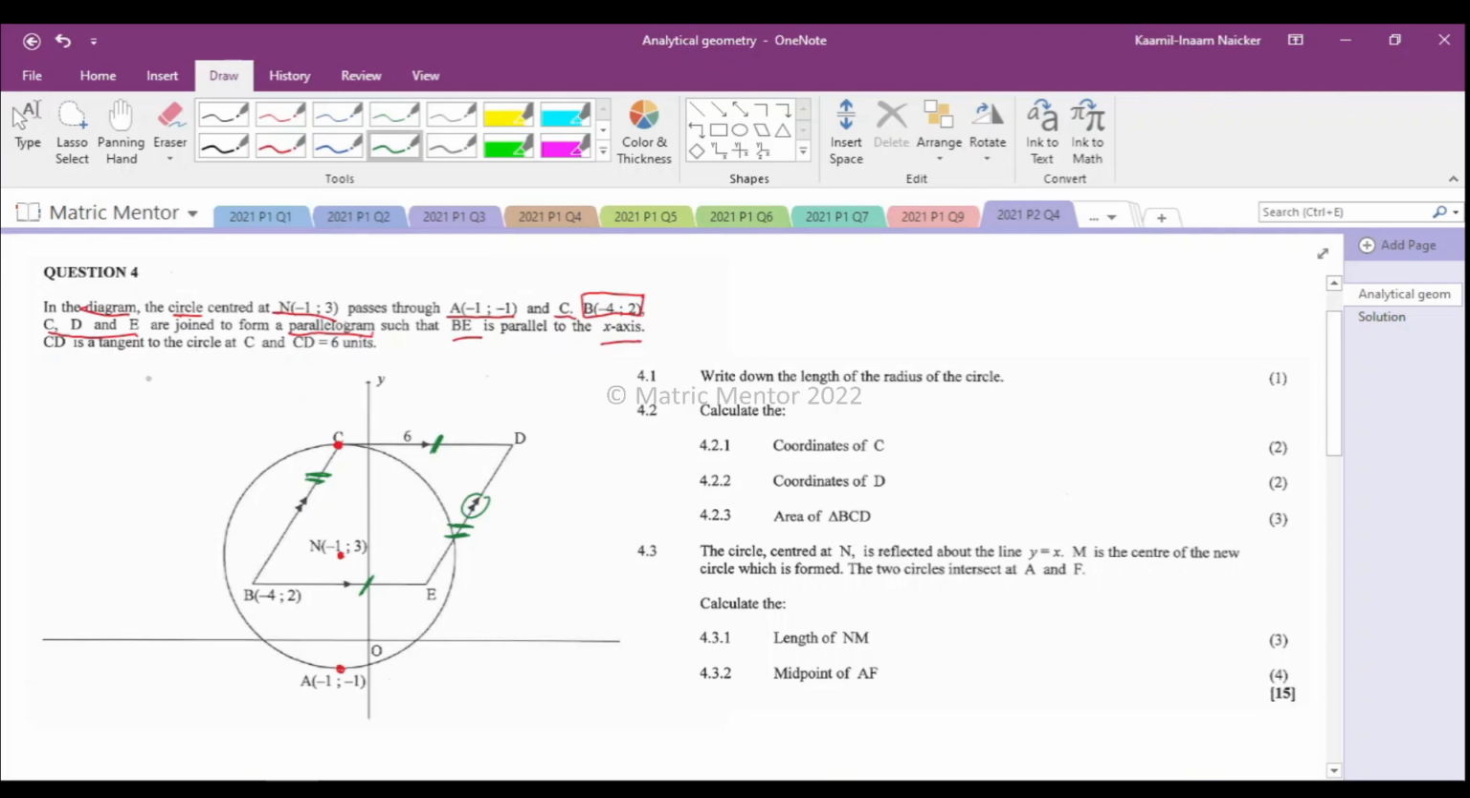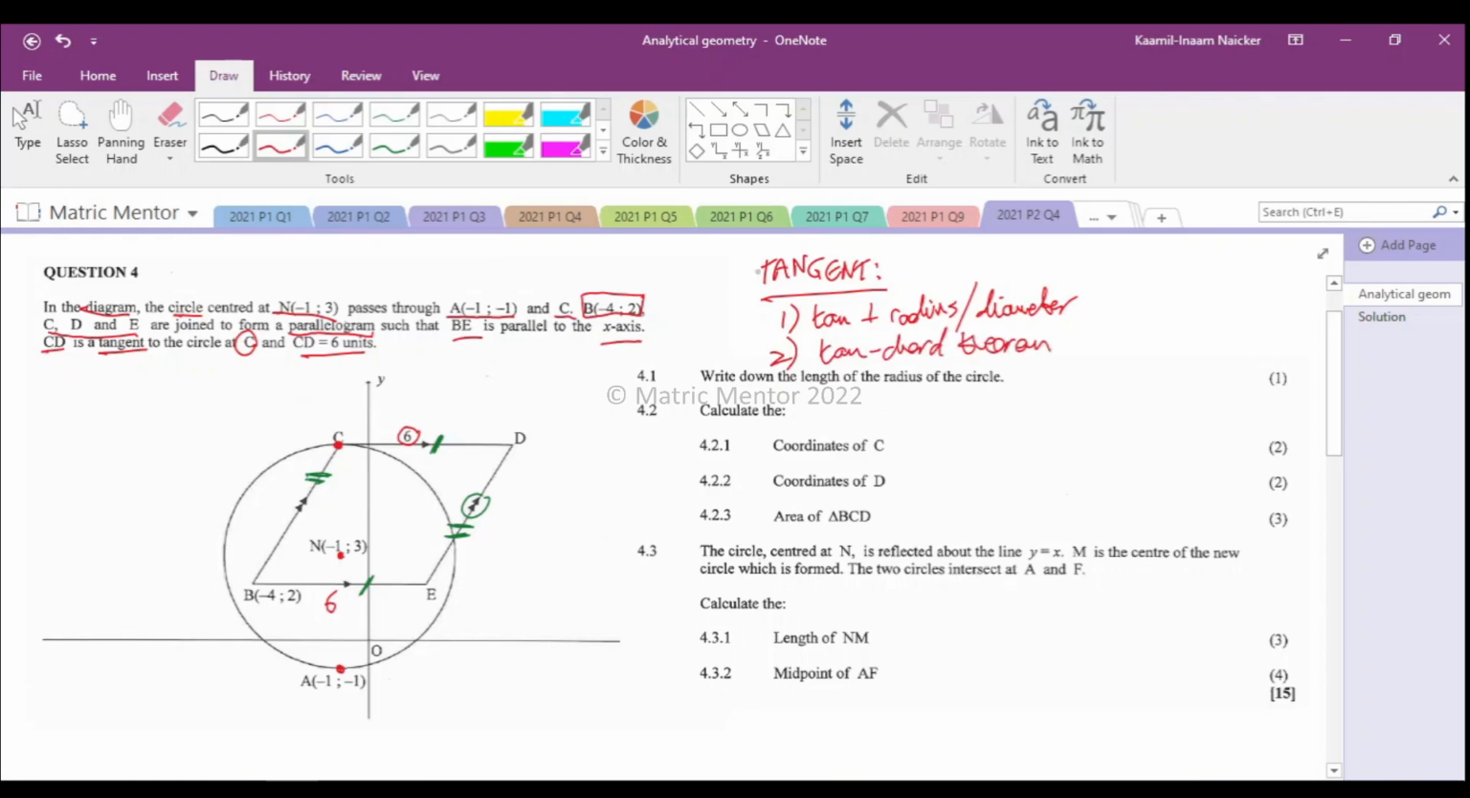They also tell me that CD, let me change my pen color, CD is a tangent to the circle at C, and CD is 6 units long. So I've got 6 units here, so I know that BE should also be 6 units. And they also tell me that CD is a tangent. So I want you to make a note, whenever somebody tells you that you have a tangent in a drawing, there are 2 things you should fill in. 1, tangent perpendicular to radius or diameter, it's basically the same thing. And the second rule you want to look out for is the tan chord theorem.